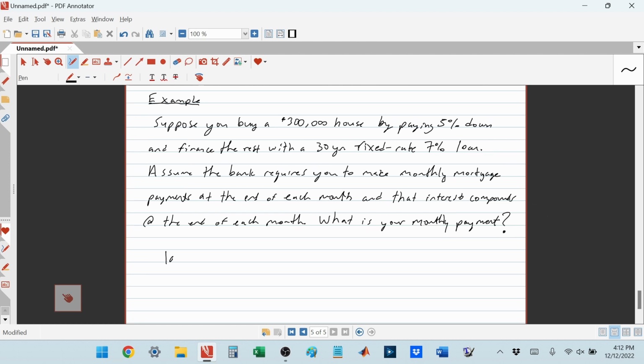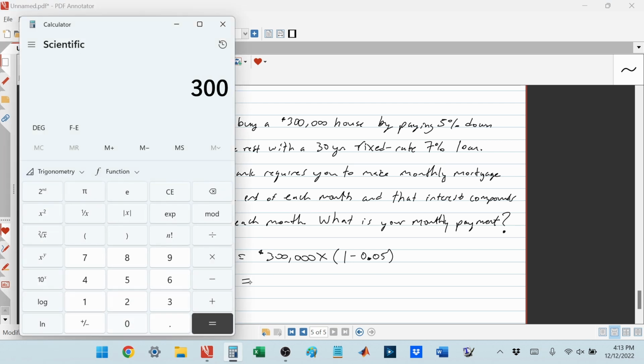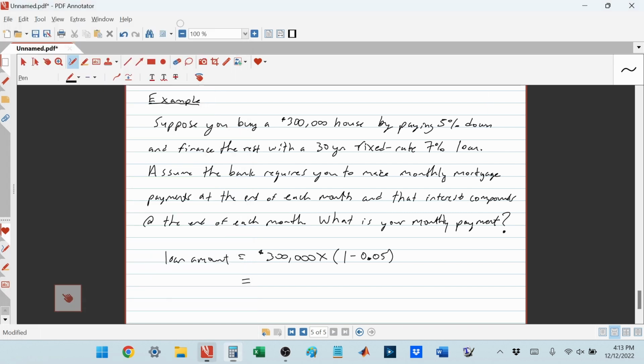So first we need to figure out what's the loan amount. How much are you asking the bank to give you? Well, you're going to pay 5% of the home value down yourself. Your down payment is 5%. Therefore, the amount that you're asking the bank to pay is 95%, or 1 minus the percentage that you're paying. So the loan amount looks to be $300,000 times 95%, or $285,000.